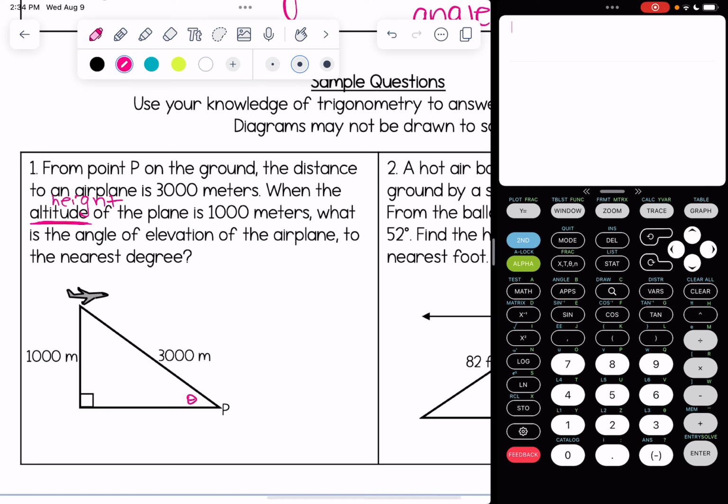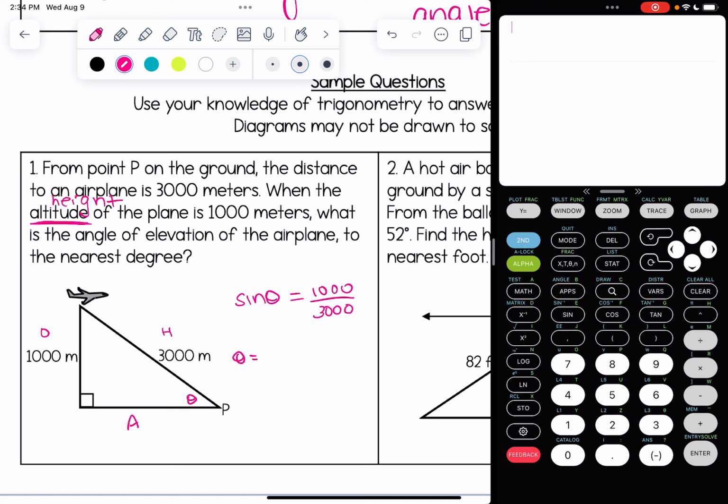I'm going to put theta in there. You could use x if you would like. And now I'm going to use that to label the sides of my triangle. So here's the opposite side, the hypotenuse, and the adjacent. Now I'm going to treat this like a regular SOH CAH TOA right triangle trig problem. I don't need to worry about the airplane necessarily. I just need to think about what trig equation I am going to use here. In this case, it's going to be sine because I'm using the opposite and hypotenuse sides. So sine of theta is equal to 1,000 over 3,000.